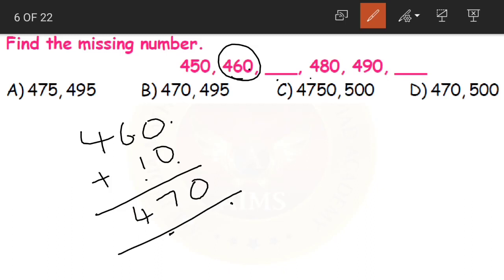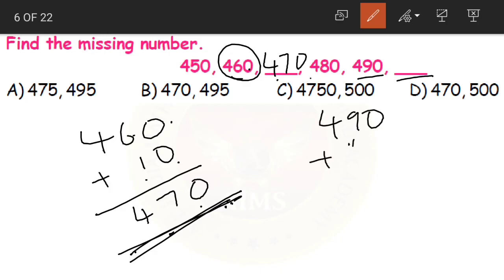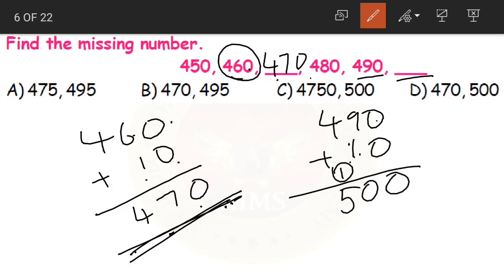470. Yes, 460 plus 10 is equal to 470. This is our first number. And after 490, what number will we have here? Again 490 plus 10. 0. 9 plus 1 becomes 10. 1 carried. 4 plus 1 becomes 5. So after 490, the next number will be 500.